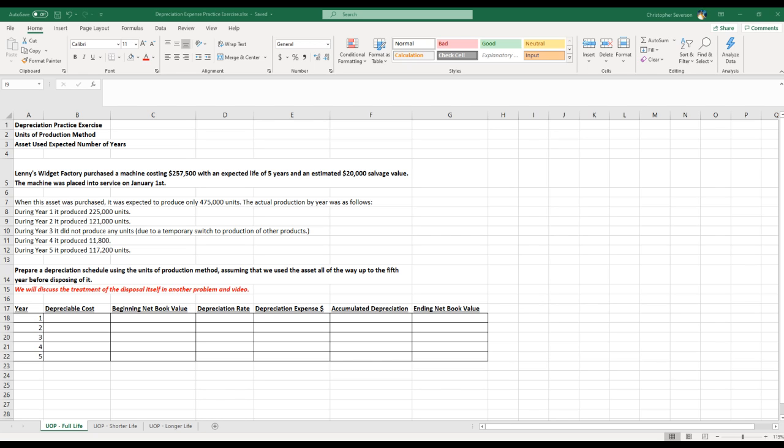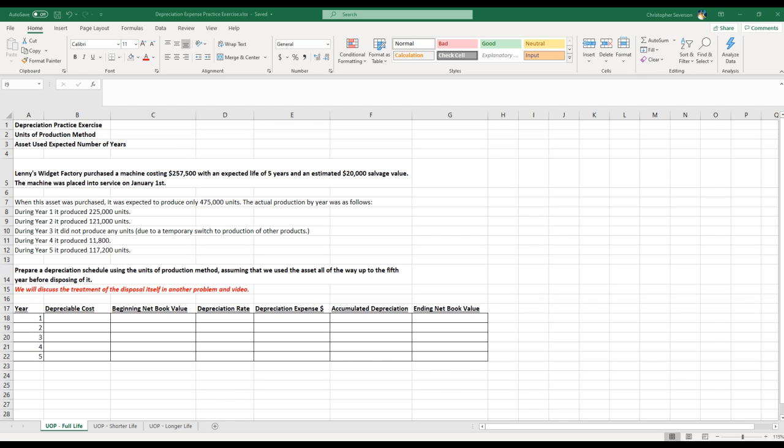It's the expected life. The second scenario will be when the actual life is shorter than what the expected life was. The third scenario will be when the actual life ends up being longer than what was expected.